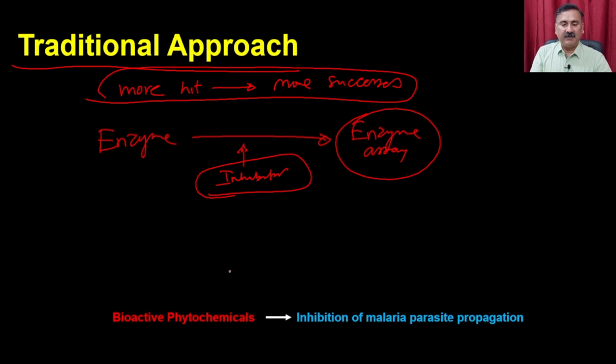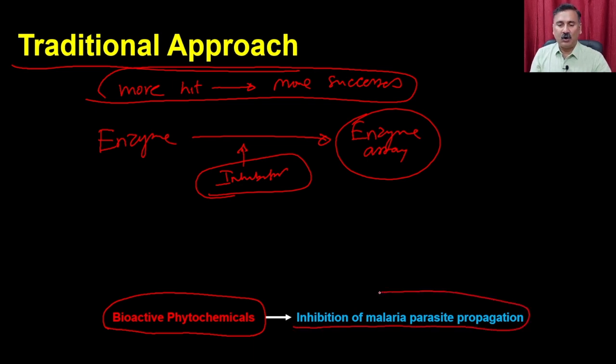So for example, we have taken a case study where we are going to screen some bioactive phytochemicals, and we say whether these phytochemicals are inhibiting the growth of the malaria parasite or not. Okay, so this inhibition is because of the inhibition of some enzyme. But in a conventional traditional approach, you are not bothered about the enzyme. So here, instead of an assay, we are going to see whether these phytochemicals are disrupting the malaria parasite propagation or not.